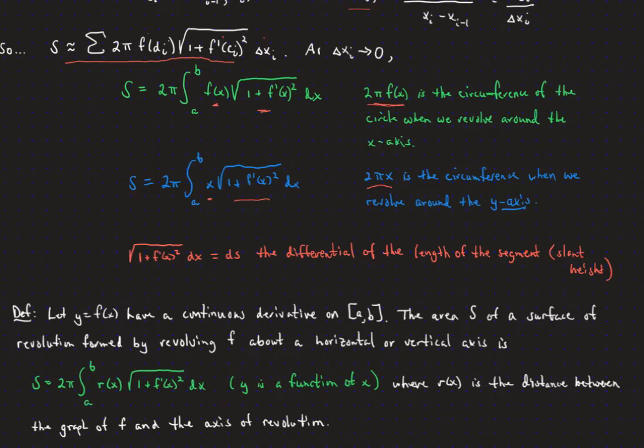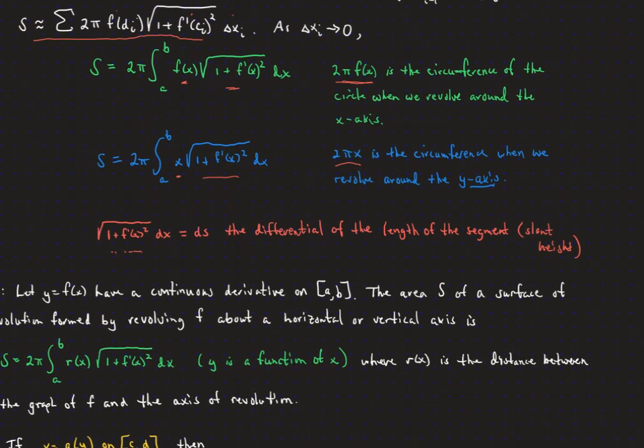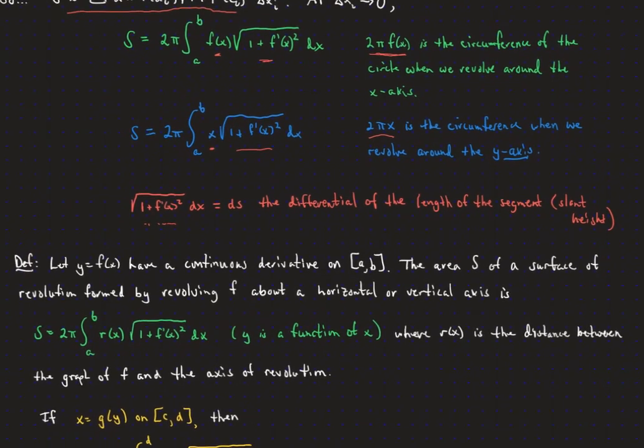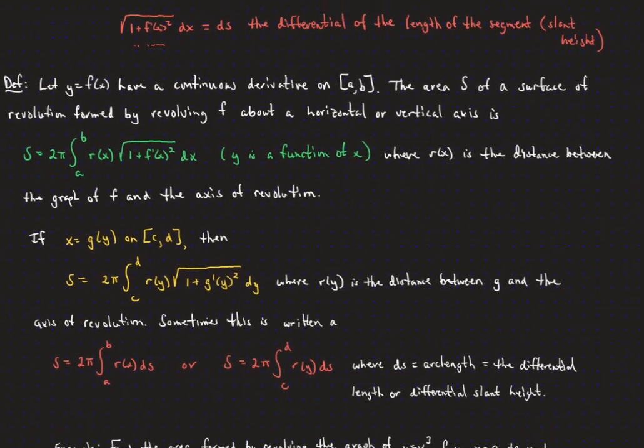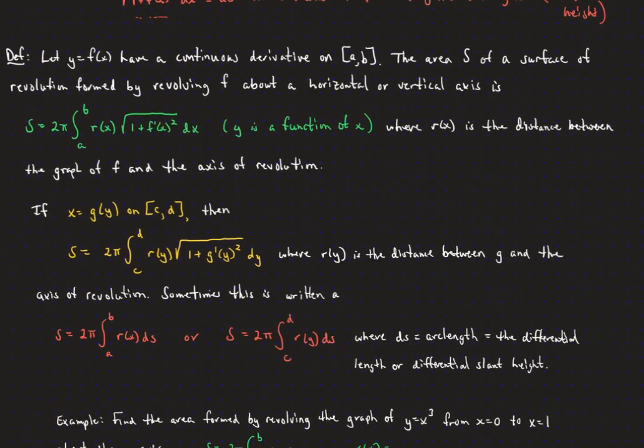The 1 over the square root of 1 plus f prime of x squared, we've seen that before. That's our little differential arc length, the length of that slant height, if we're thinking in terms of frustums and parts of cones. Okay, well, we're getting there. So now let f of x have a continuous derivative, so we need that. We need it to be smooth.